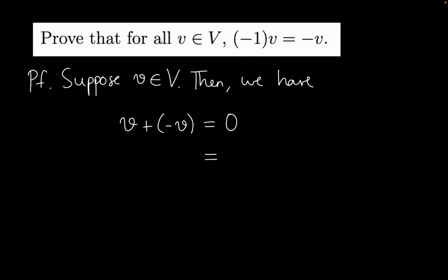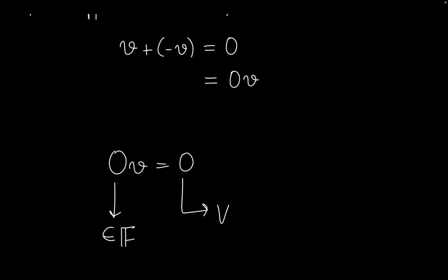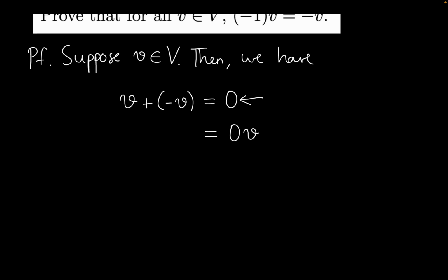Now 0 is something that we can write as being equal to 0 times v. To see why, you might want to look at the previous video, at the proof of the property that 0v is equal to 0, where 0 is a scalar and the 0 on the right is the zero vector. I already proved this property in a previous video. And so this is equal to 0 times v. So 0 here was a vector, now this is the scalar times v.